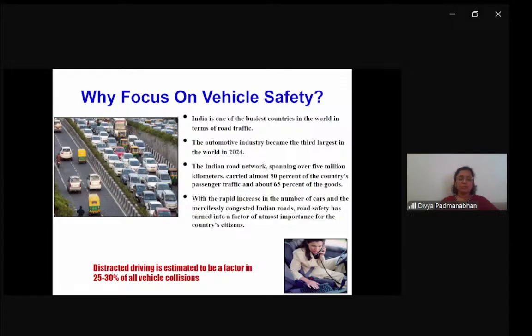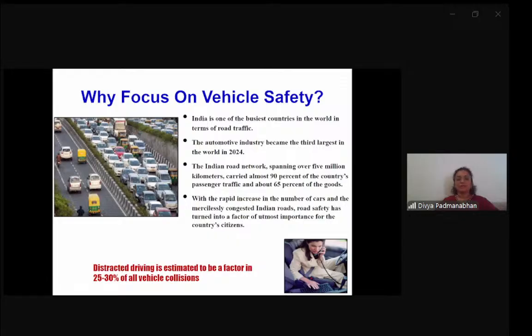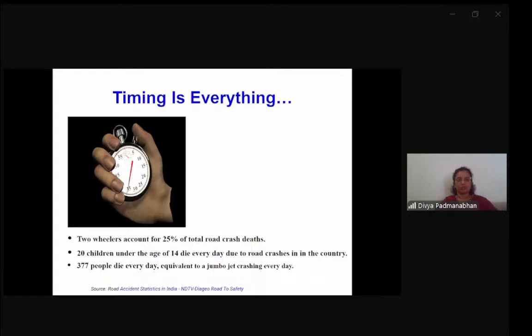And I'm sure many of you students in this orientation may be driving or riding. So let me tell you that distracted driving is one factor responsible for vehicle collisions. But that does not mean there are no other conditions. Around 30% of the accidents which happen can be attributed to distracted driving. But nevertheless, there are other important things which we need to look into.